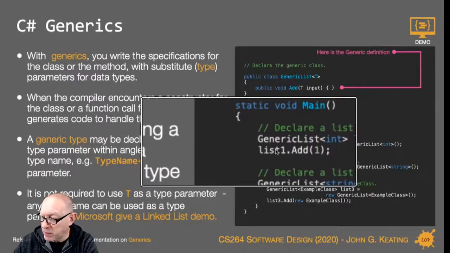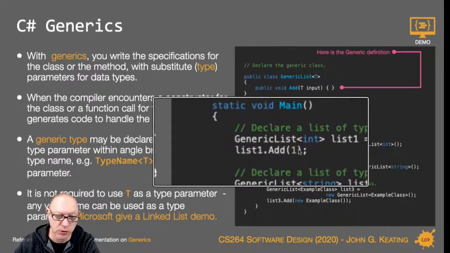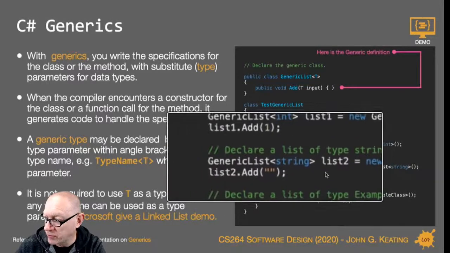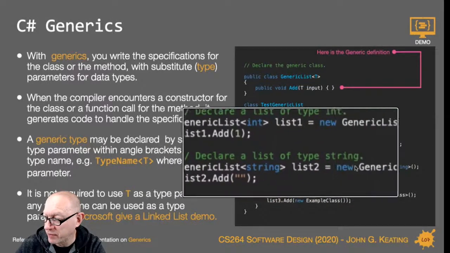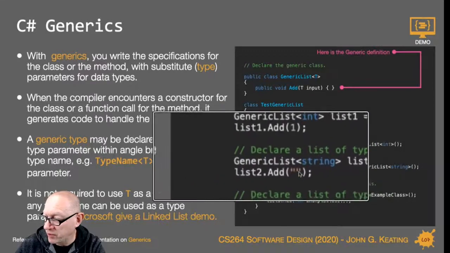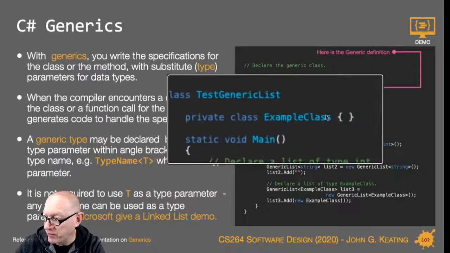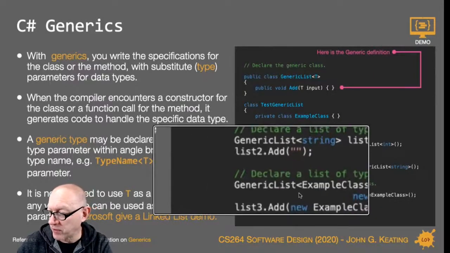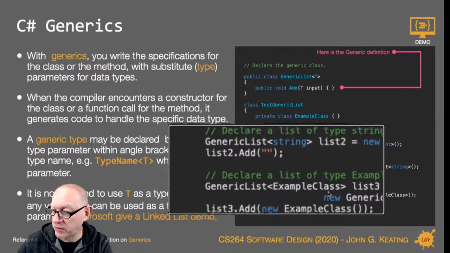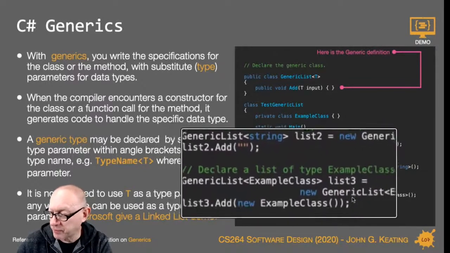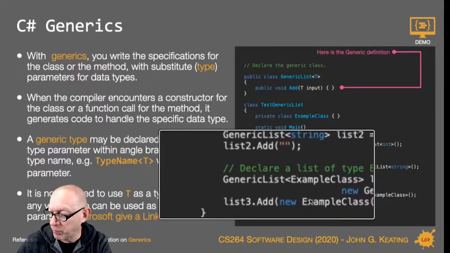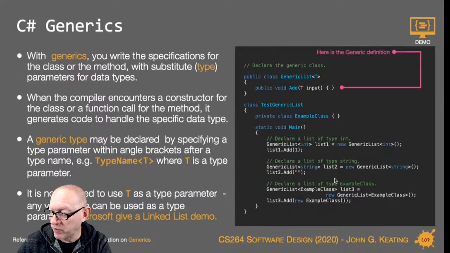Okay? And then we can just add one, adding an int. We can also declare a list of a string here, and we're passing a string. And we had this example class earlier because we wanted to create a sample class just to show what you could work with objects. So we can actually generate a generic list of classes or objects. Again, we're using an example class as the type, and we're just adding a new example class.